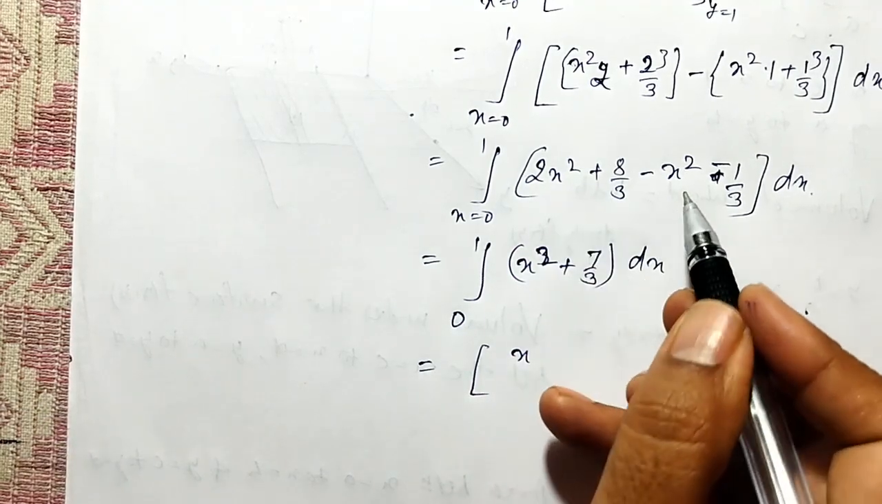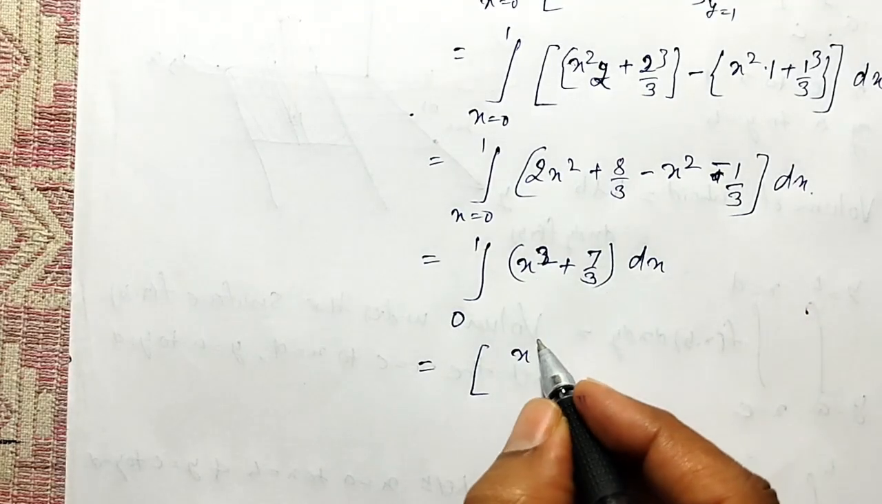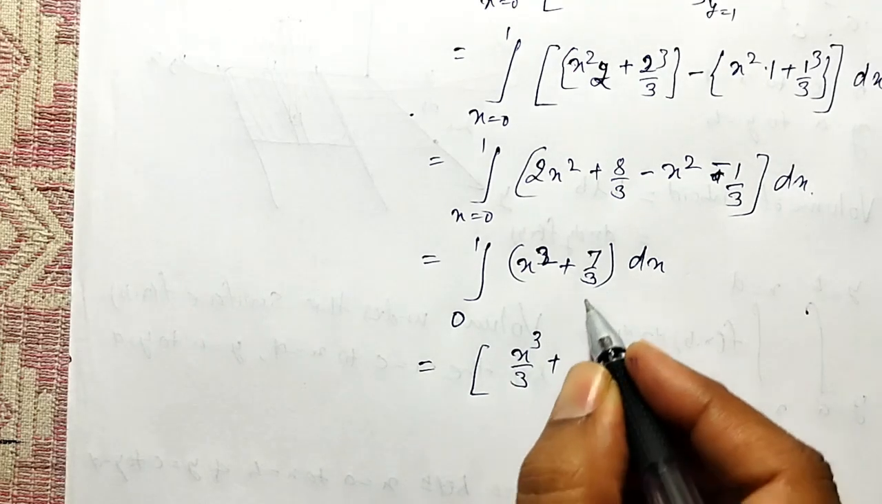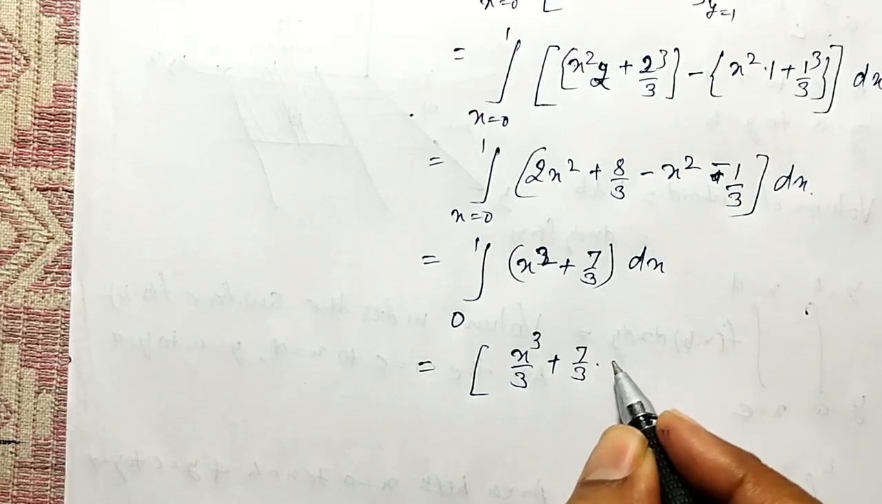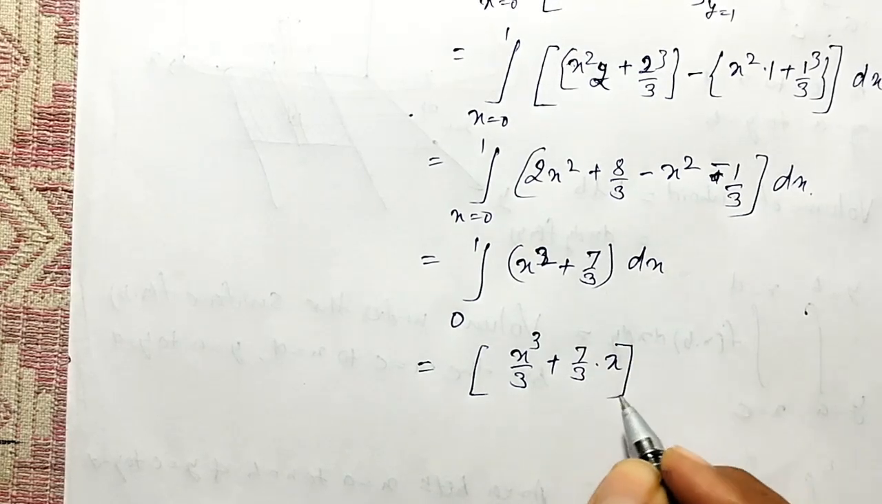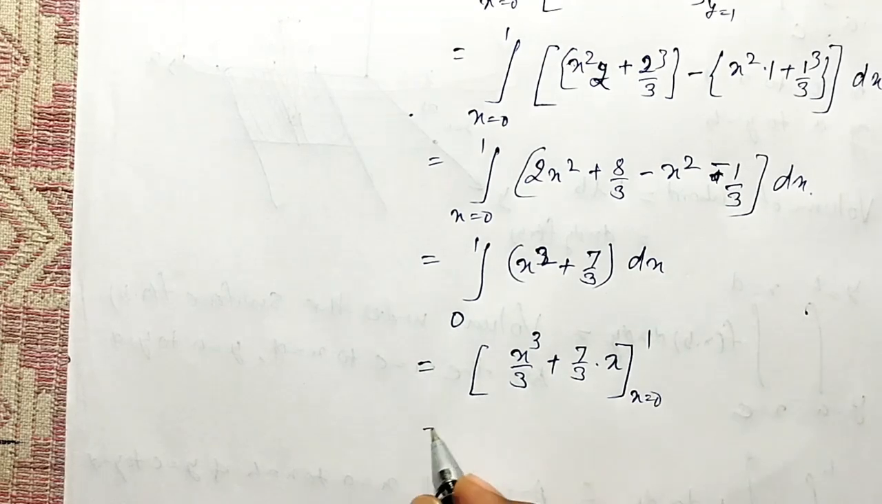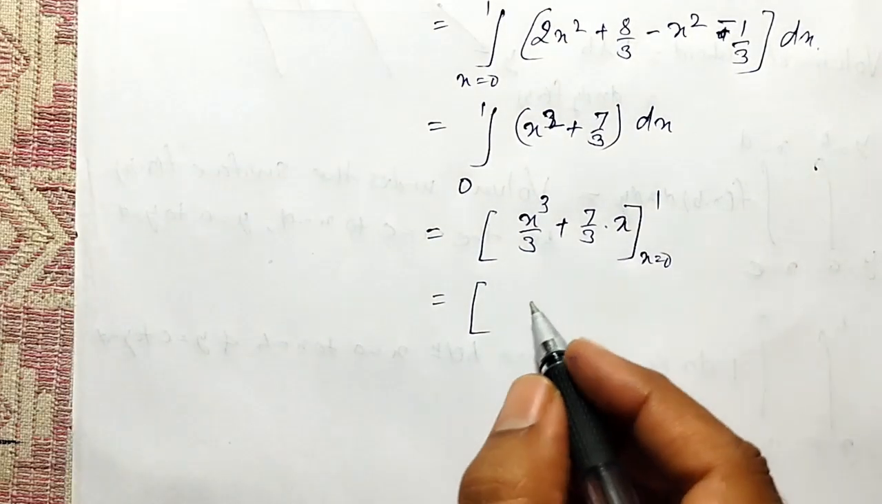Okay, 2x square minus x square will become x square. Integration of x square is x cube divided by 3, plus 7 by 3 is constant now, so 7 by 3 into x. This is between the limits x equal to 0 to 1. Upper limit minus lower limit. Again substitute x equal to 1 first.